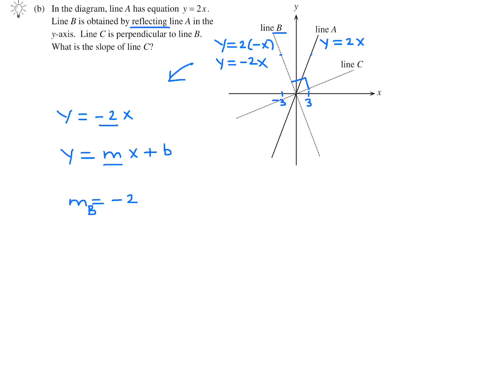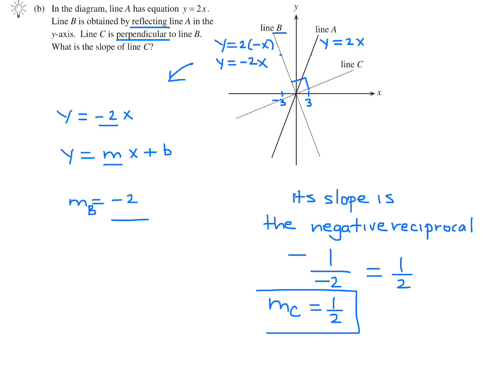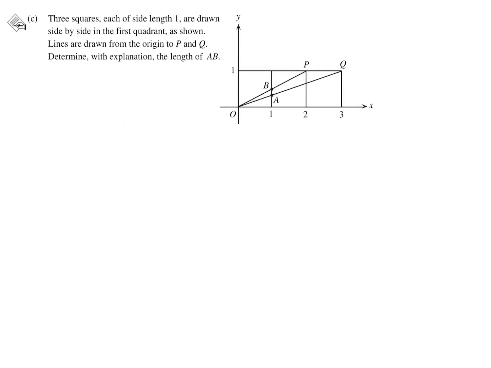Now the slope of line C, because it is perpendicular, its slope is, some of you remember, negative reciprocal. So the negative reciprocal of that, so you take the reciprocal and then you add a negative, and therefore that just becomes positive 1/2. And that is basically going to be the slope of line C. So I'll write it like that, MC. So there you have it. Part C of number 2.